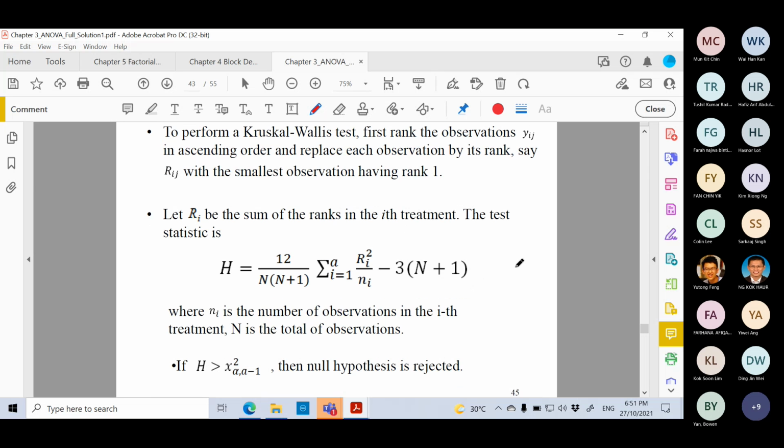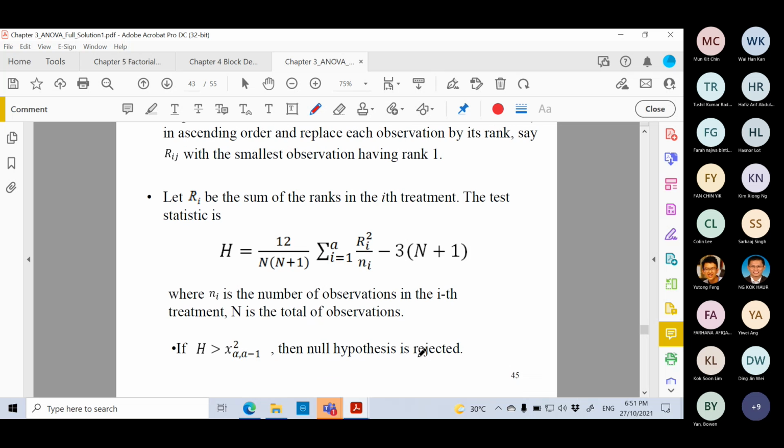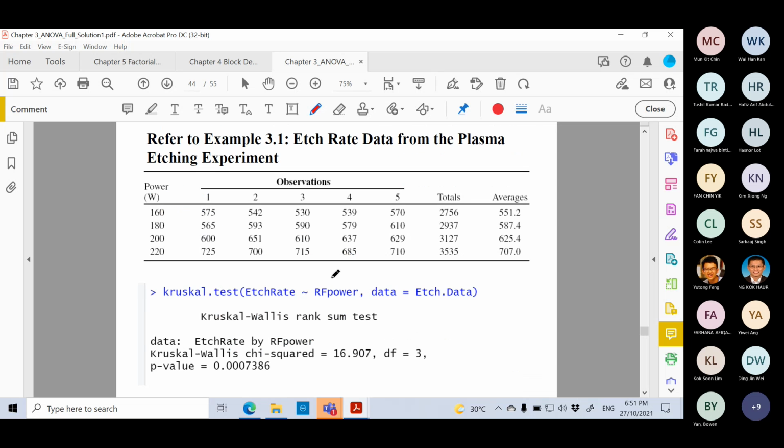This one is the Kruskal-Wallis test. Under the Kruskal-Wallis test, the formula is given here. Then of course they compare with the critical value from the chi-square distribution. If it is greater than that, you reject the null hypothesis. If not, then you do not reject the null hypothesis. Okay, so this is a result.